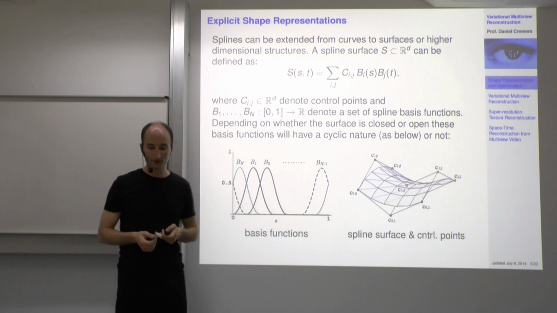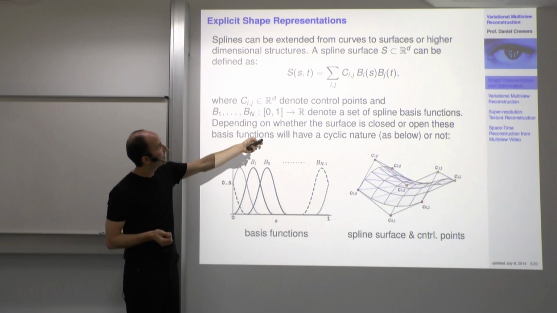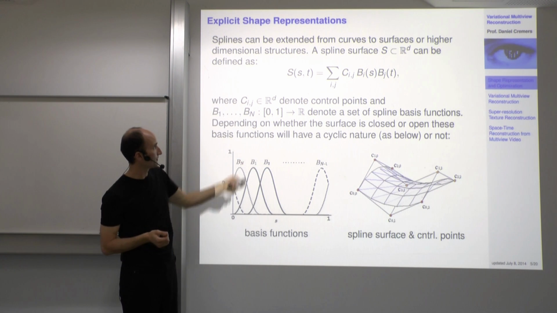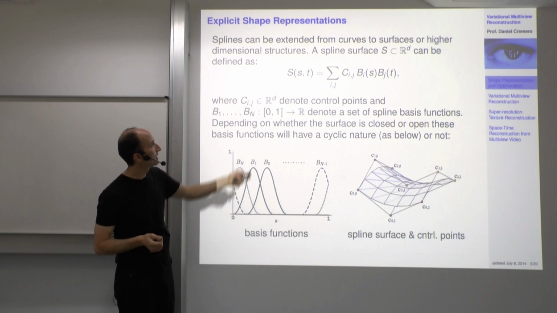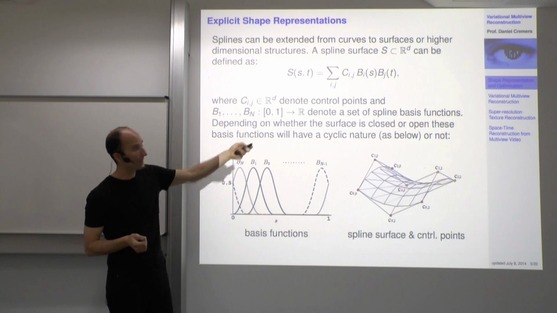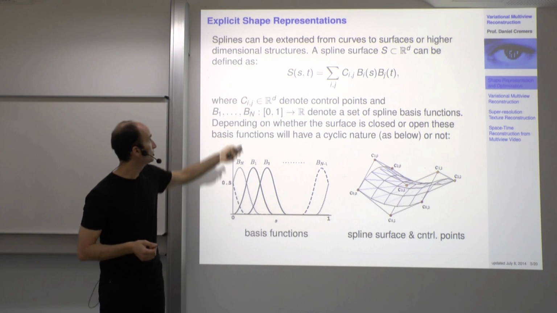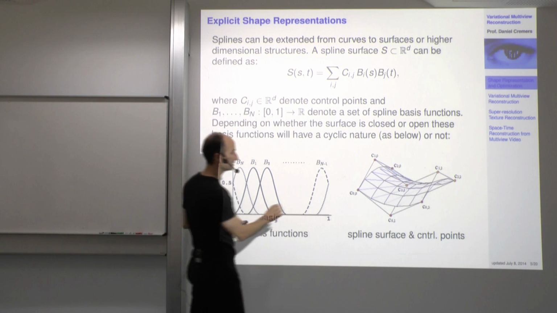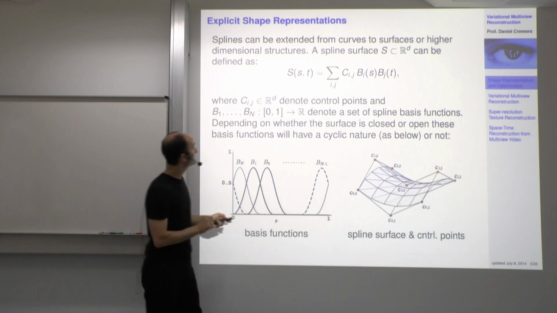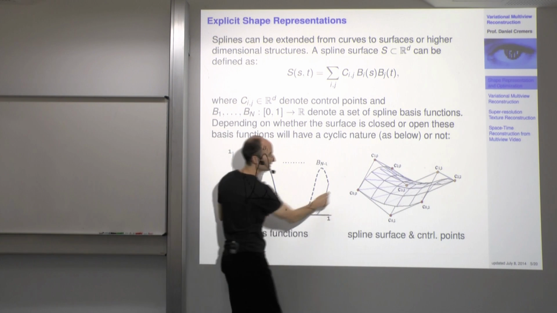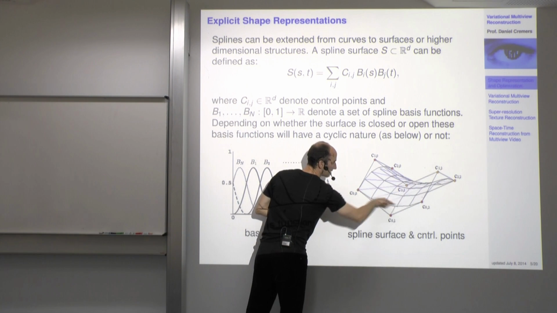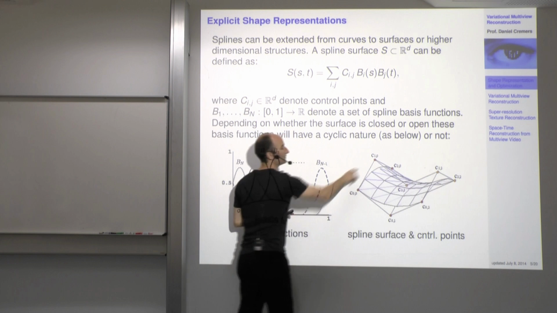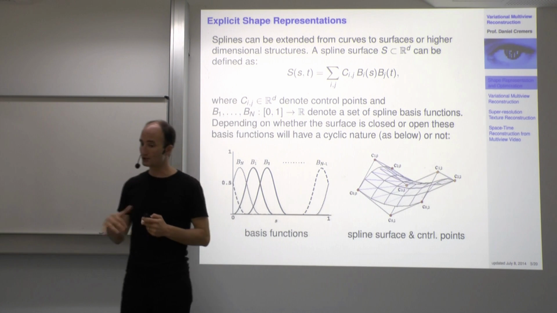You get the surface by taking a product of these curves. So you have a grid of control points c_ij, and then basis functions b_i, b_j. And you have two parameters, s and t. So if you move around in your parameter interval with s and t, you get to different points of this surface. You can think of s being that dimension and t spanning this dimension of the surface.